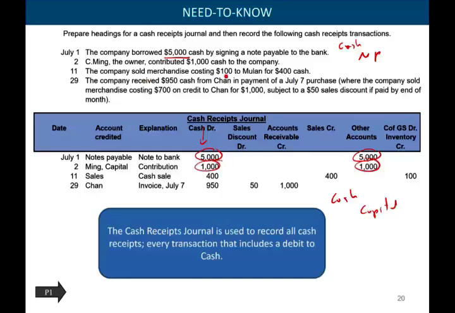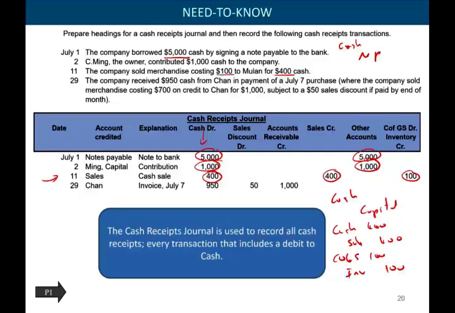The company sold merchandise costing $100 to Mullen for $400. Well, debit cash $400, credit sales $400, debit cost of goods sold $100, credit inventory $100. In the cash receipt journal, you have $400 here, $400 here, and $100 here, all one line, which is debit to cash, credit to sales, debit to cost of goods sold, and credit to inventory.